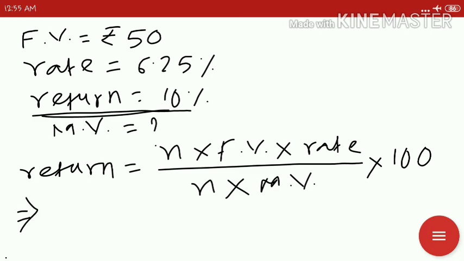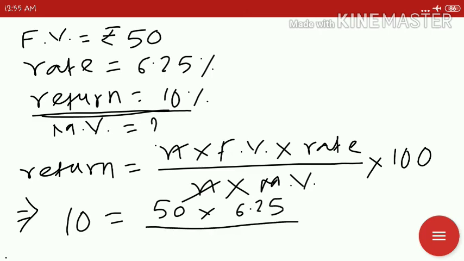Now you can see that n will cancel out. Now put the values accordingly. The return percent, 10, is given already, face value is given as rupees 50, rate is already mentioned as 6.25%. So if you put 6.25 by 100 over there, it will come accordingly under it, and the market value needs to be found, into 100, cancel those 100. So that 100 in the denominator has come from the rate, that is 6.25%. 6.25% means 6.25 by 100, and that 100 came to the denominator, and that is cancelled with the percentage 100.